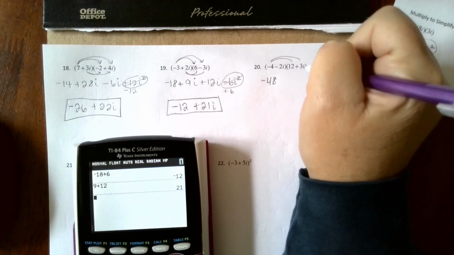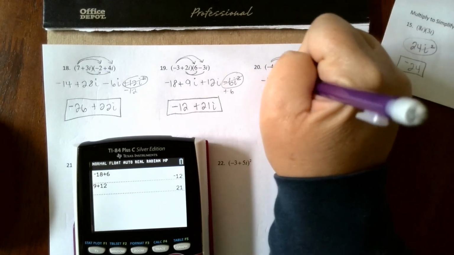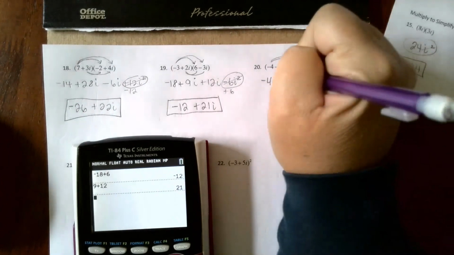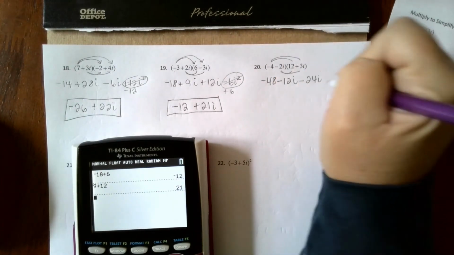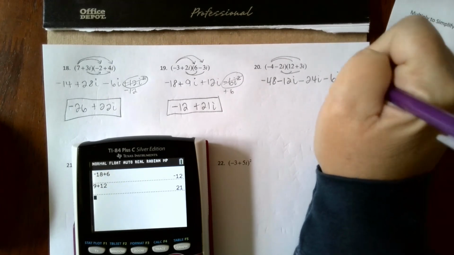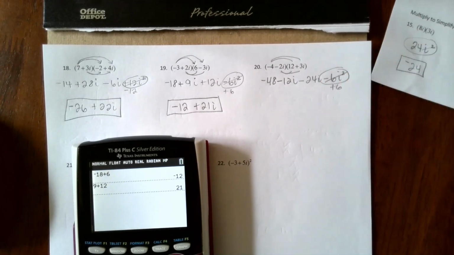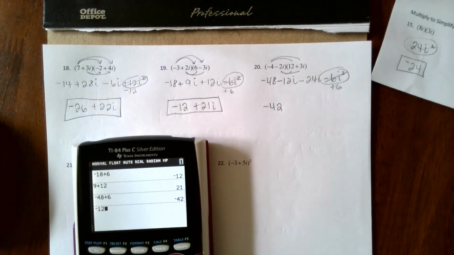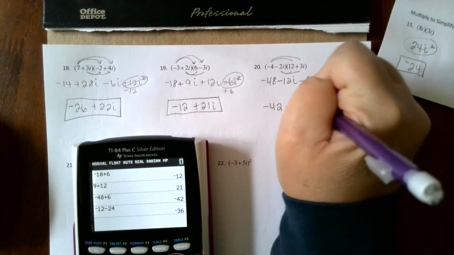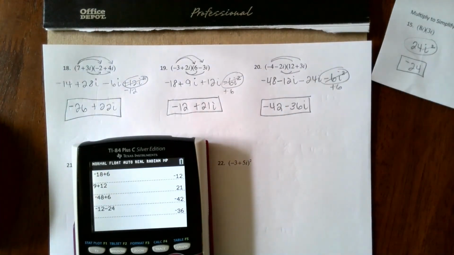Excuse me, negative 12 times positive 3i is a negative 12i. Distribute your negative 2i. You have a negative 24i and a negative 6i squared. That becomes a plus 6. So negative 48 plus 6 is a negative 42. Negative 12 minus 24 is a negative 36. So you end up with a negative 42 minus 36i.